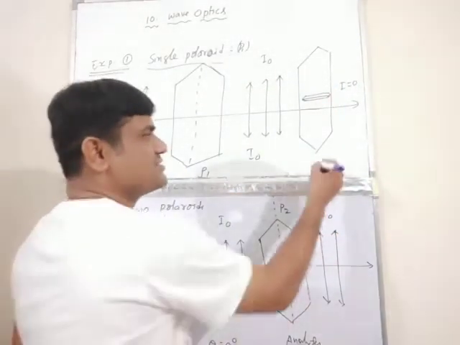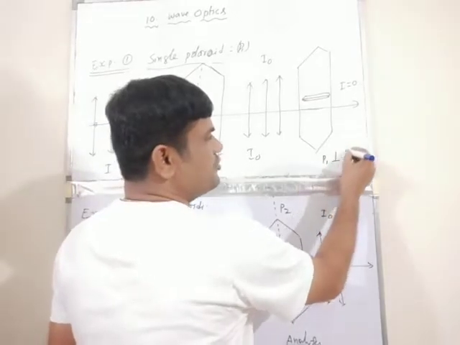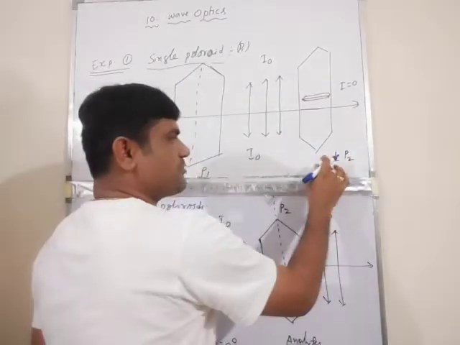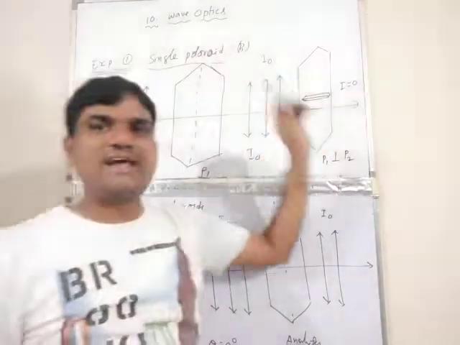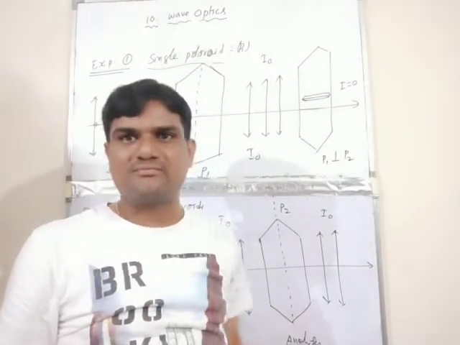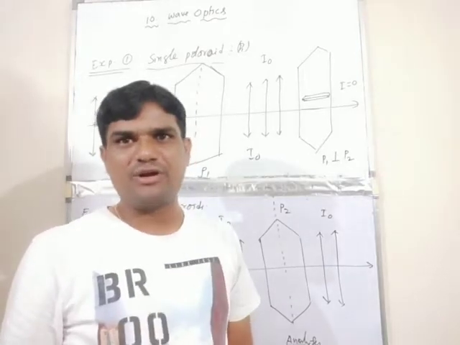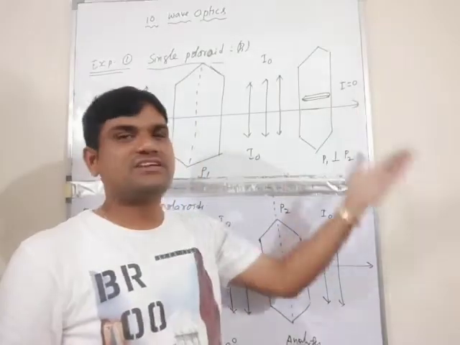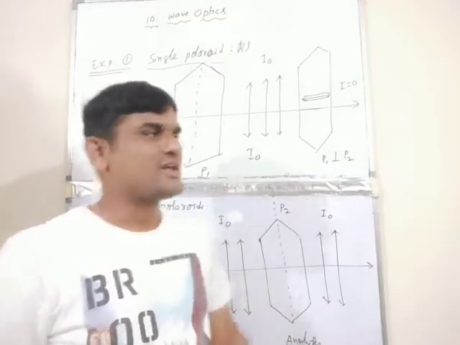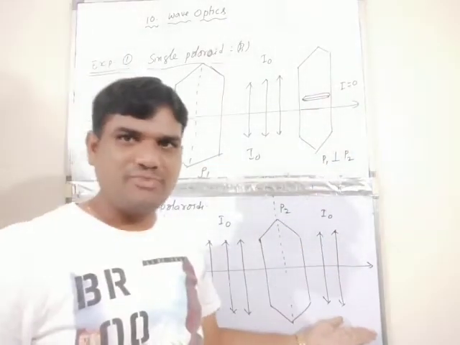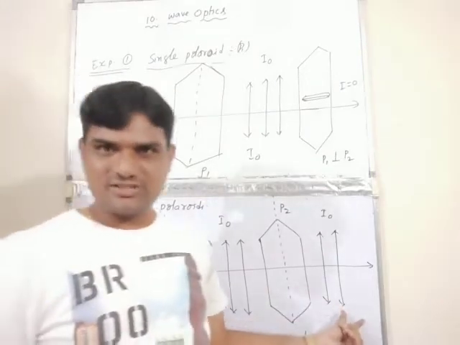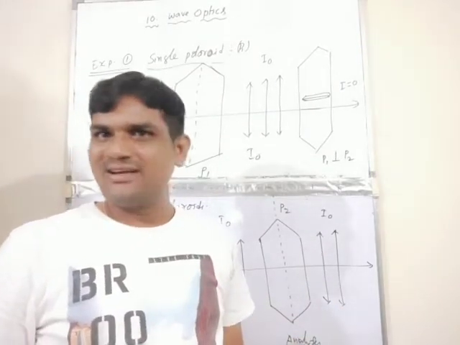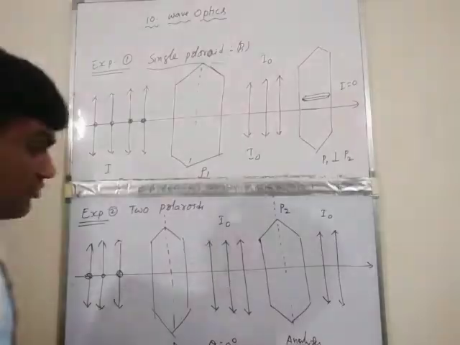Why? Because P1 is perpendicular to P2, and P2 is perpendicular to P1. These are the path axes, and both are perpendicular. In that case, what happened? The intensity becomes 0. Here your intensity is 0, and here your intensity is maximum. That means how much intensity will be there here? Here also the same will be there. Okay, so next, one more case will be there.